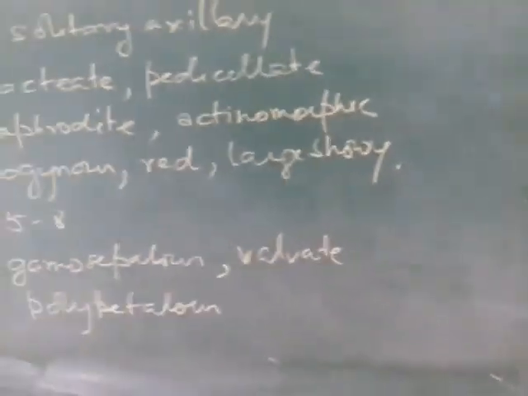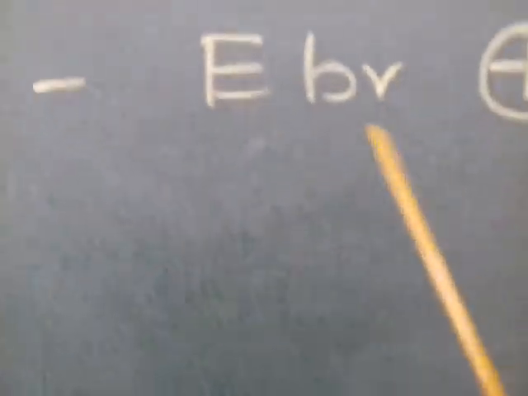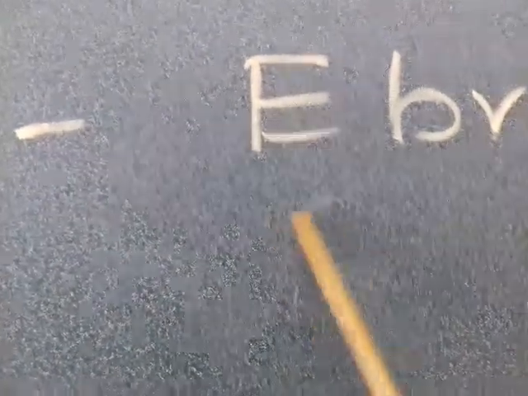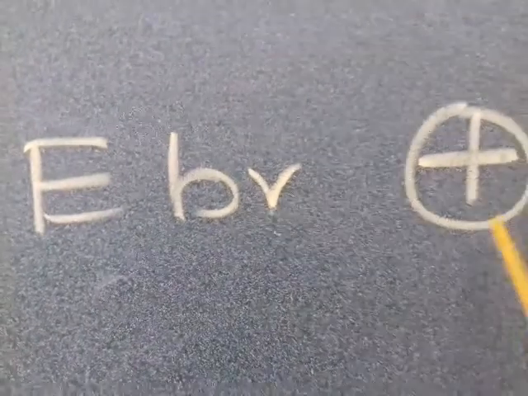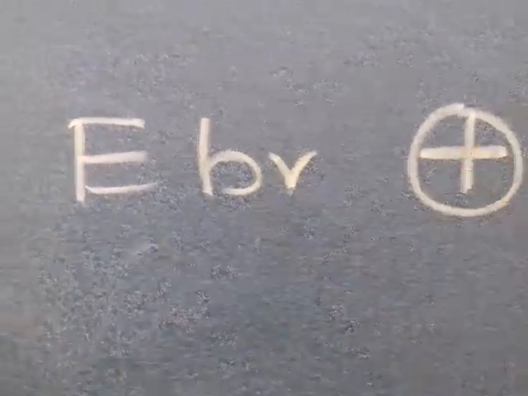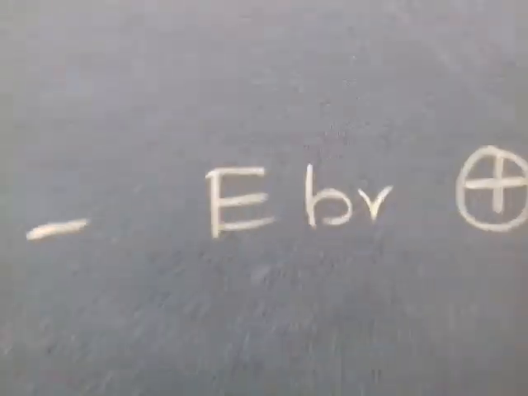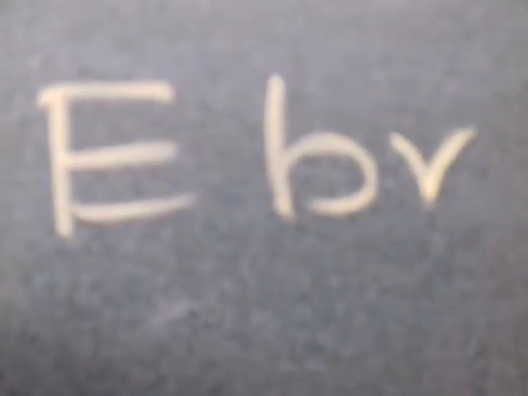Now we study the floral diagram. We'll study the floral formula first. So here we come. When we write the floral formula, if it is ebracteate, meaning bracts are absent, we write EBR. This is the sign of actinomorphic. I'll show you parallelly what the sign would be if it were bracteate, then it will be BR. But since it doesn't have the bract, it is EBR.